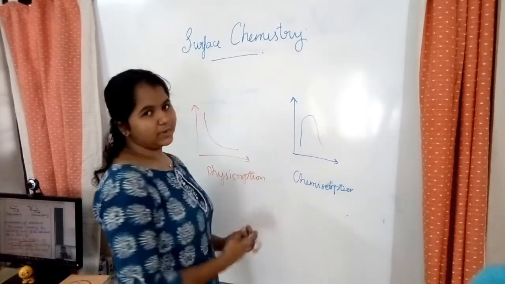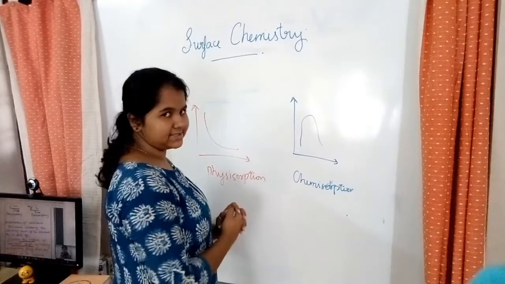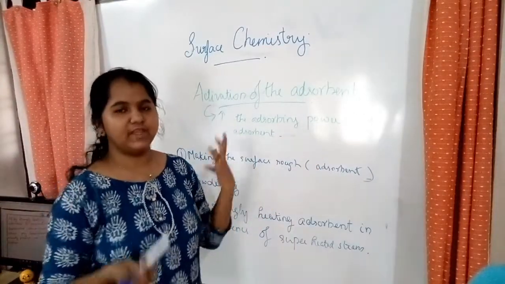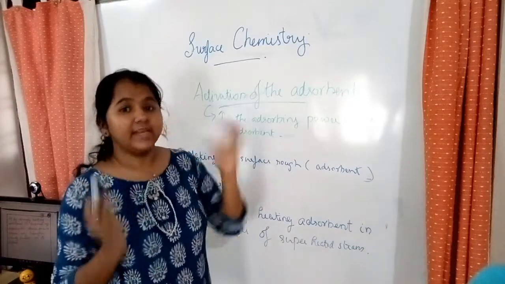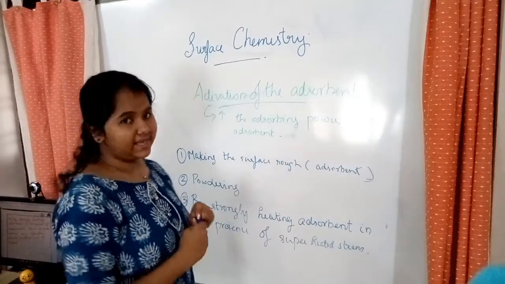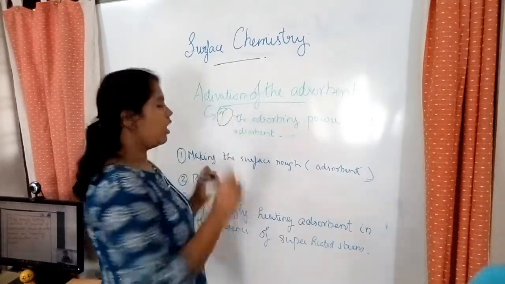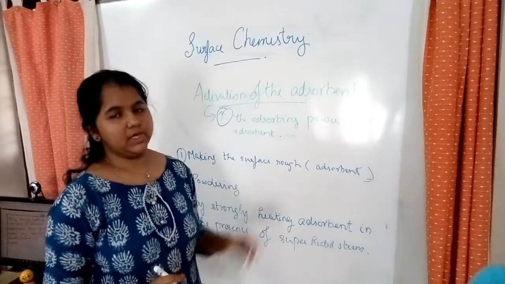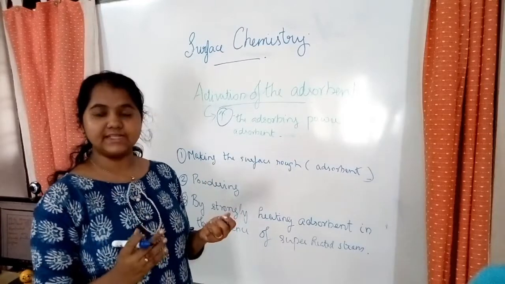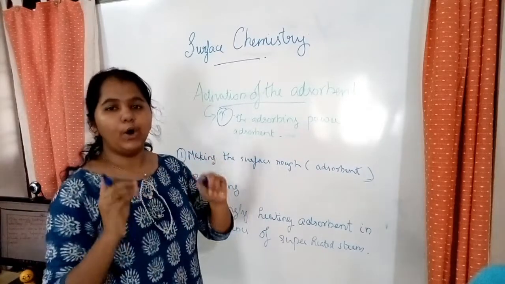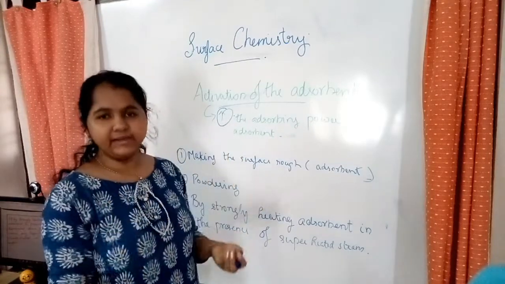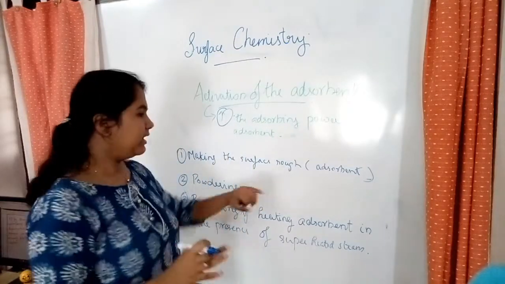The last point that we're going to learn under the factors is the activation of the adsorbent. What do we mean by activation of the adsorbent? It increases the adsorbing capacity, that is, the adsorbing power of the adsorbent is increased. There are three methods to do this. The first one is making the surface of the adsorbent rough, either by rubbing or by depositing finely divided metals on top of the surface of the adsorbent.